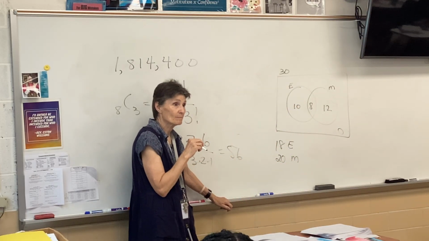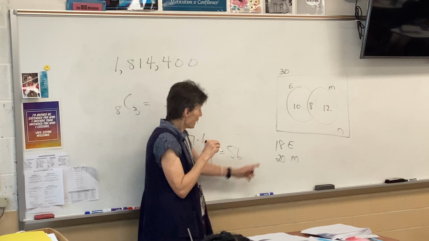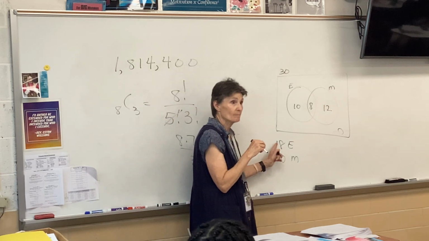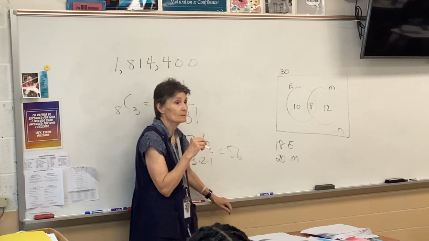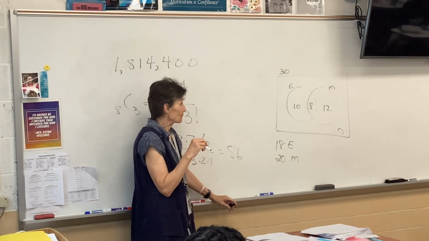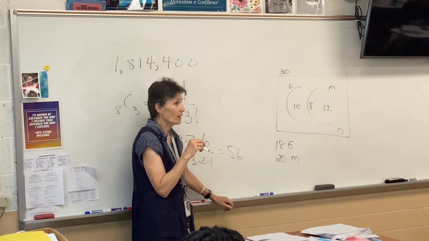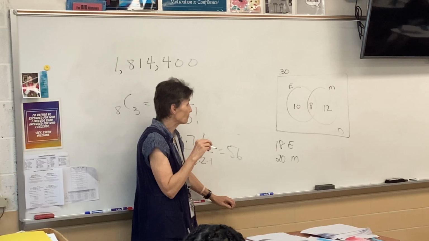How'd you get your 8? How many votes were cast? 30. How many kids are in the class? Right, somebody voted twice, 8 people had to vote twice.